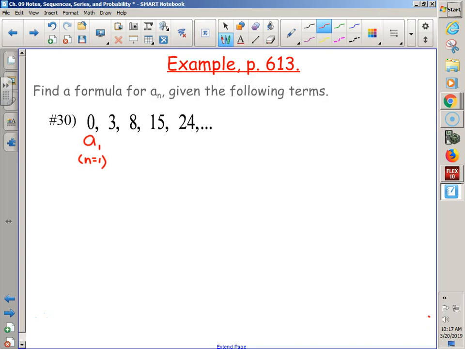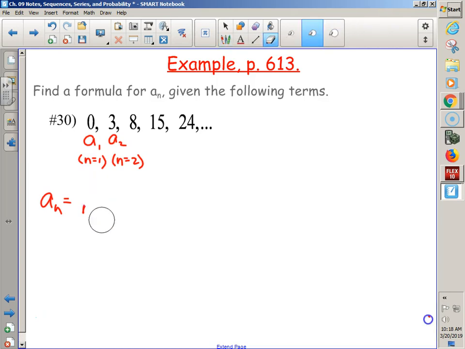I need some formula such that I plug in 1, I get 0. You're like, oh, that's easy, n minus 1. Well, doesn't this work for the first term? It doesn't work for the second. Oh, yeah, it does work for the first term, because 1 minus 1 is 0. But Joe just said it doesn't work for the second, because the second is when n equals 2. And guys, what happens if we plug 2 in? 2 minus 1 is not 3.